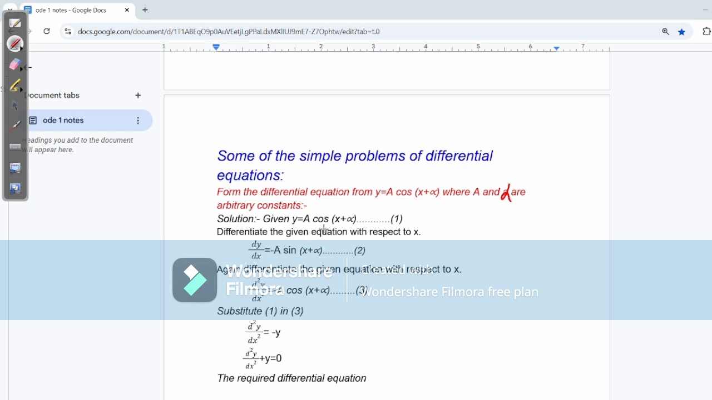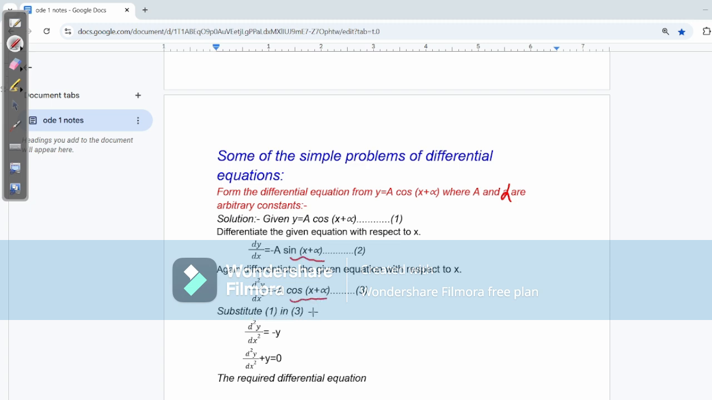What is the differentiation of cos x? Minus sin x. We have x plus alpha, so minus A sin(x + alpha). Again differentiate the given equation with respect to x, which gives d²y/dx² = minus A, and the derivative of sin(x + alpha) gives cos(x + alpha).